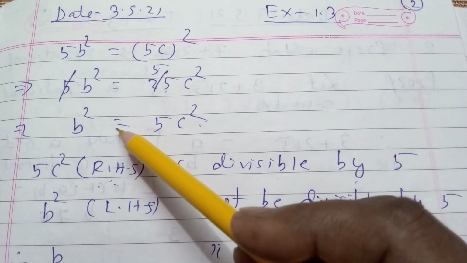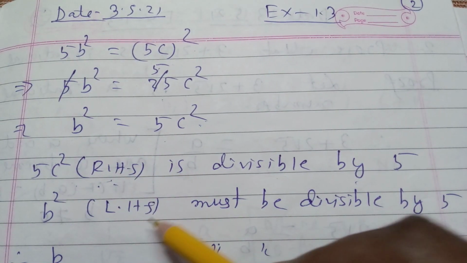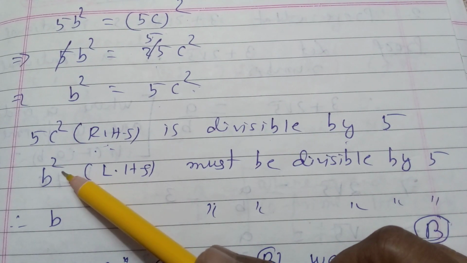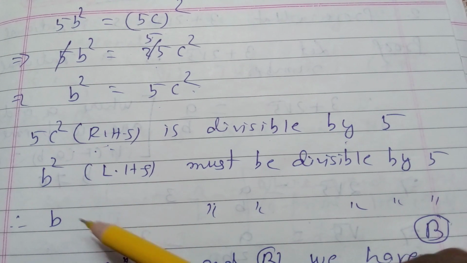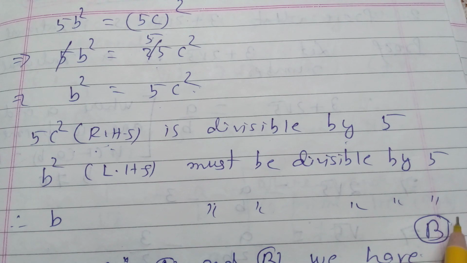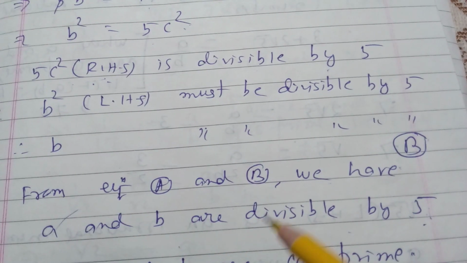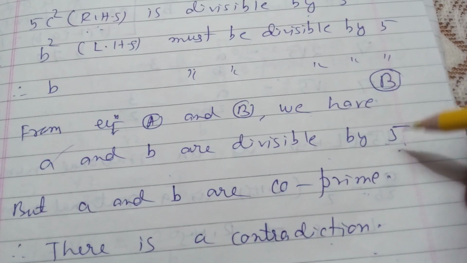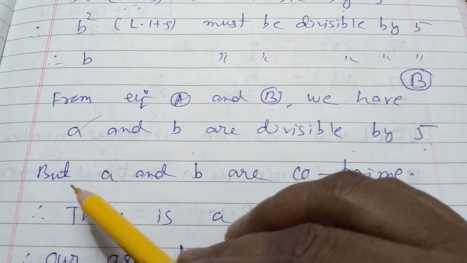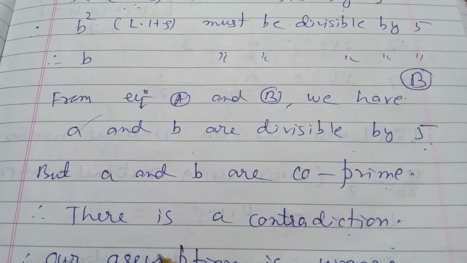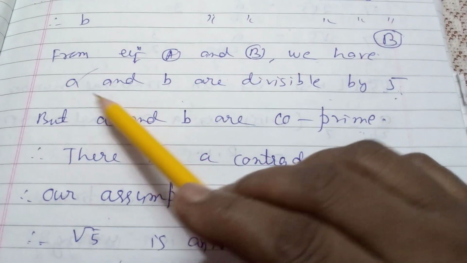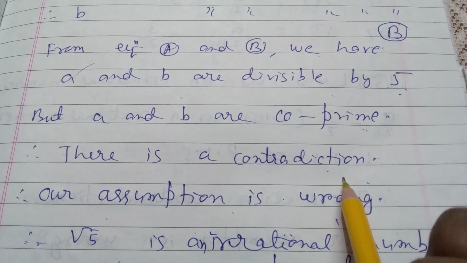And there is an equal to sign, so b square, that is the left hand side, must be divisible by 5. And again the same thing: if we remove the square, then b must be divisible by 5. Now from the two equations we have small a and small b both divisible by 5. But a and b are co-prime. So there is a contradiction, because at the initial stage we said that a and b are co-prime, but now a and b are divisible by 5.